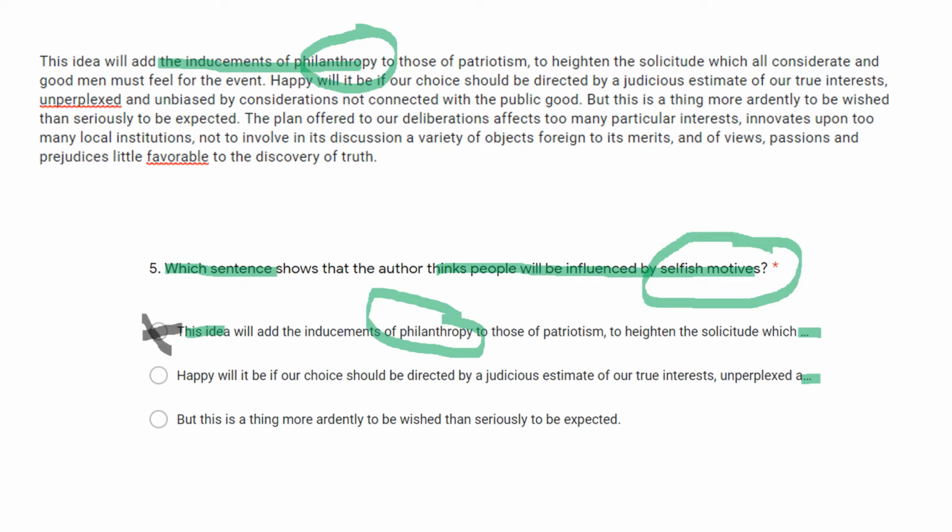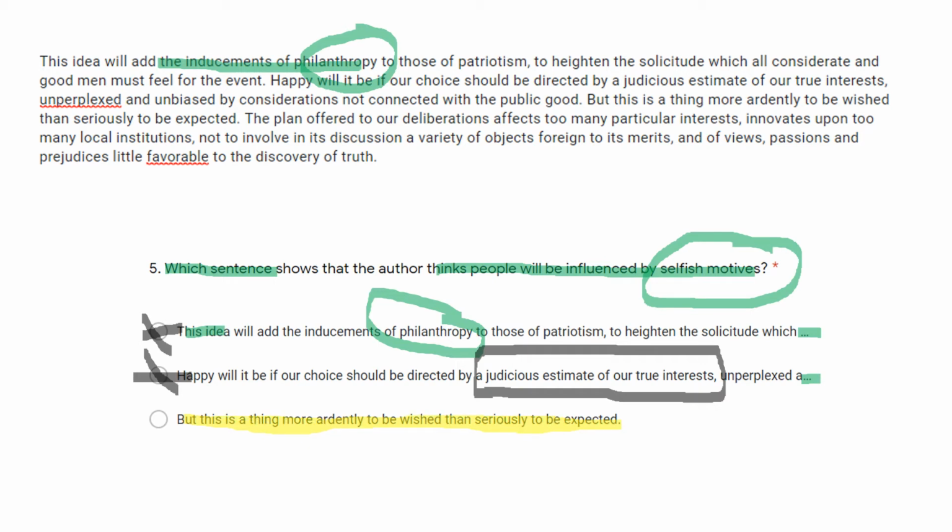Happy will it be if our choice should be directed by a judicious estimate of our true interests, a right understanding of our true interests. This is positive, it's not selfish, so take it away. The third answer says, but this is a thing more ardently to be wished than to be seriously expected. He says, people will not really be looking for the right thing, they will be looking for something else. They will be looking for their own idea. The third answer is correct.